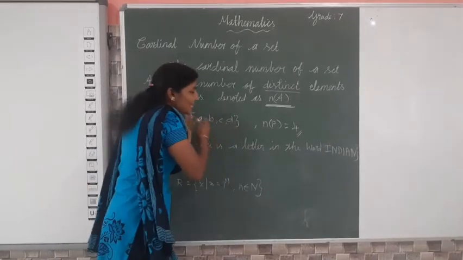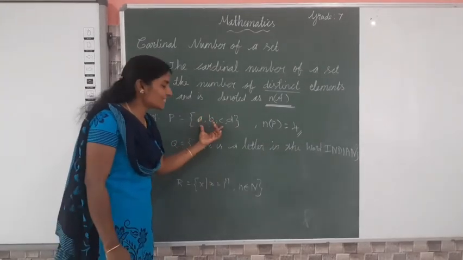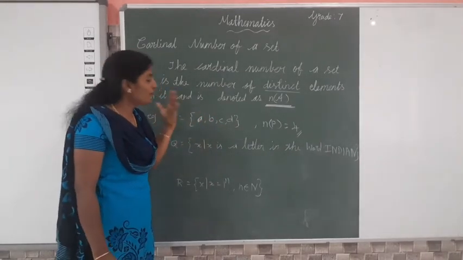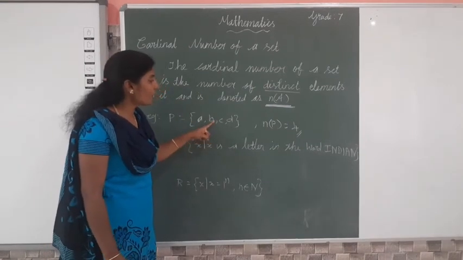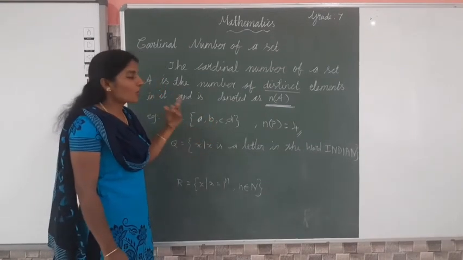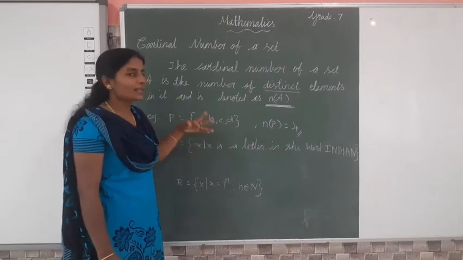All the elements are listed, isn't it? So we can say this is the listing method, or roster method. The other one is the set builder form.